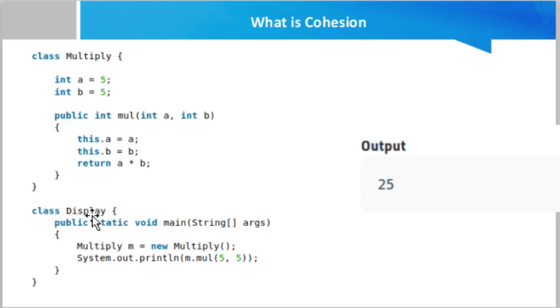If we put the display method in the Multiply class, it will become loose or low cohesion. Why? Because multiply has a separate function, separate logic, and display has totally separate logic. They are totally different and separate functions. So what we can do is make a separate class for Multiply and a separate class for Display, and in the Display class we call the method of Multiply to display the value of the multiplication.